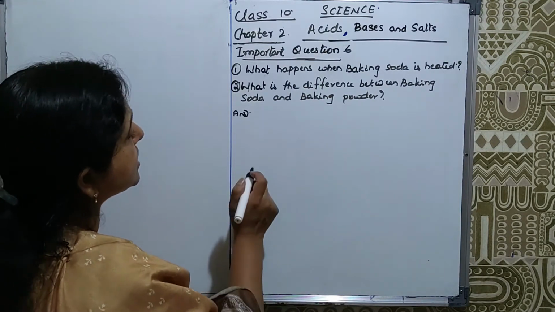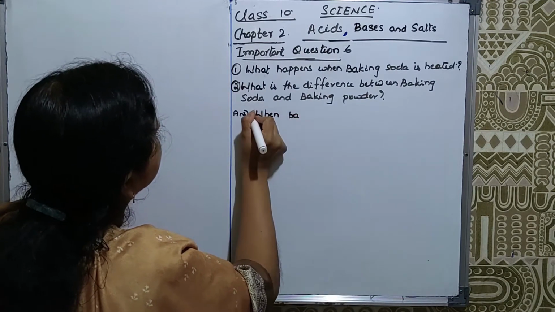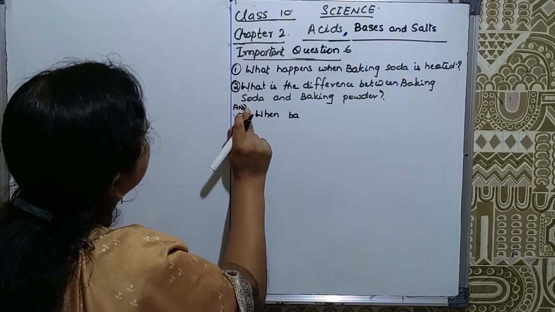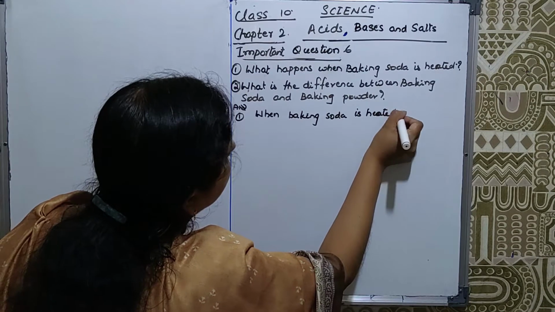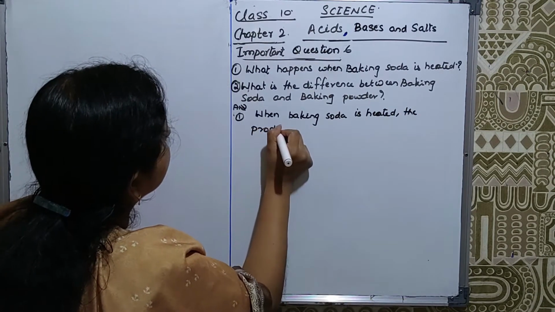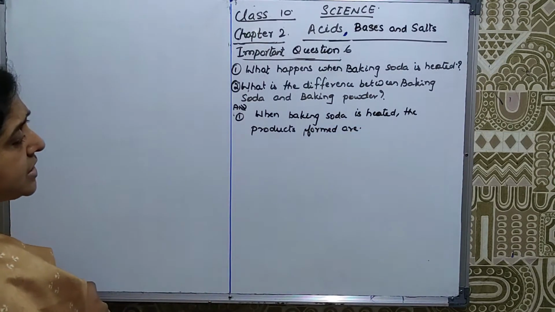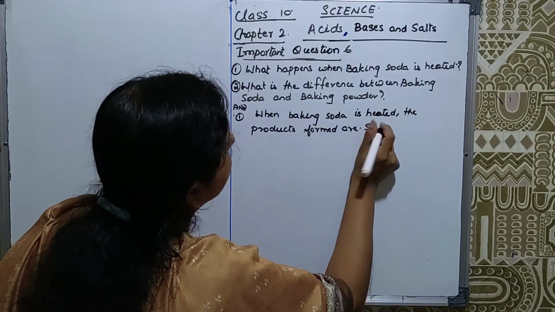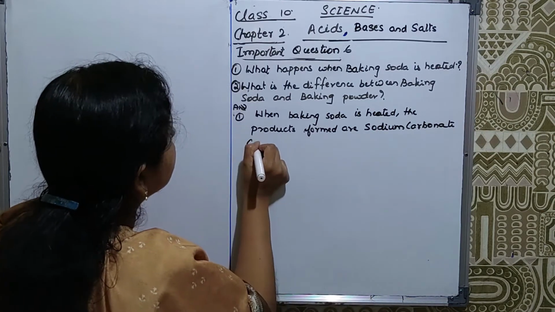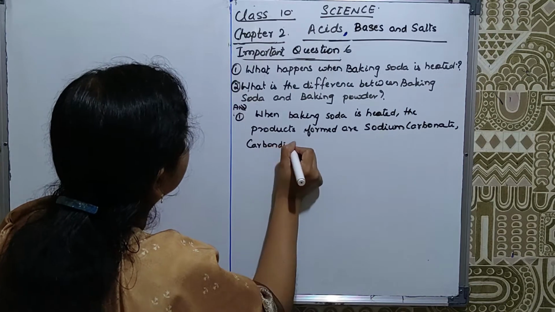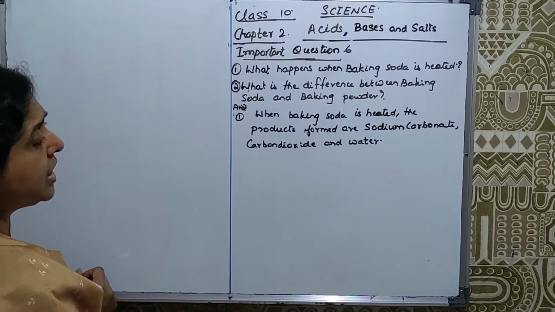So when baking soda is heated, baking soda is sodium hydrogen carbonate. On heating, the products formed are sodium carbonate, carbon dioxide, and water. The products formed are sodium carbonate, carbon dioxide and water.